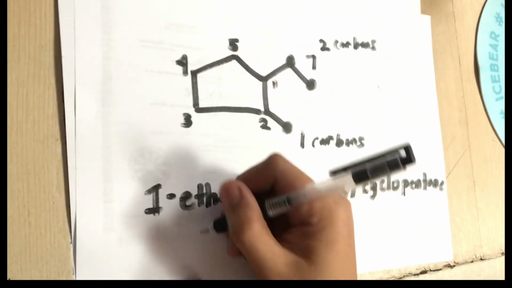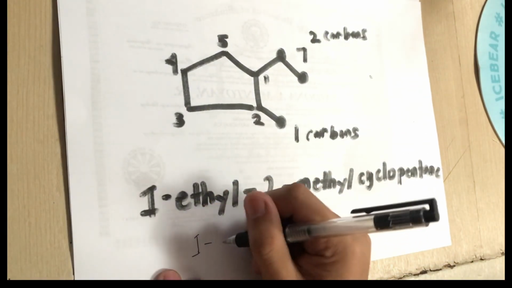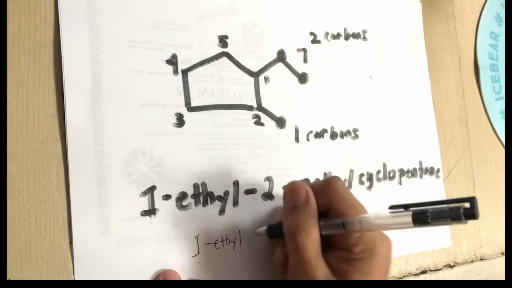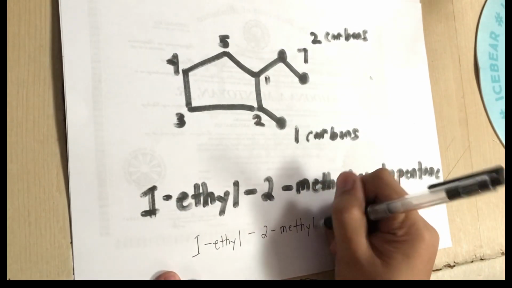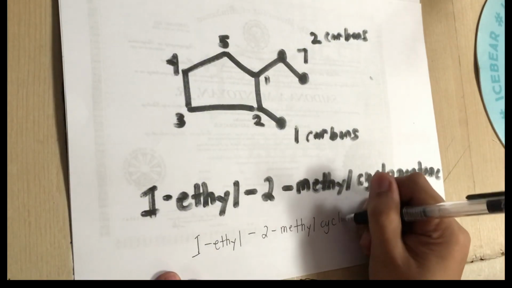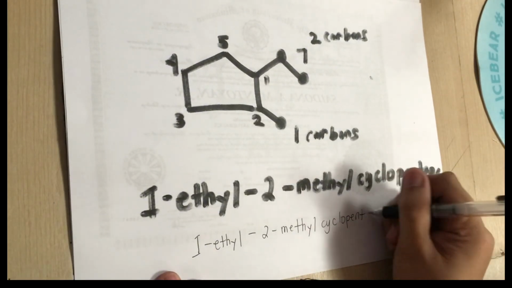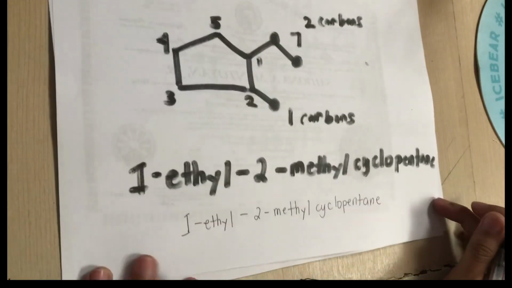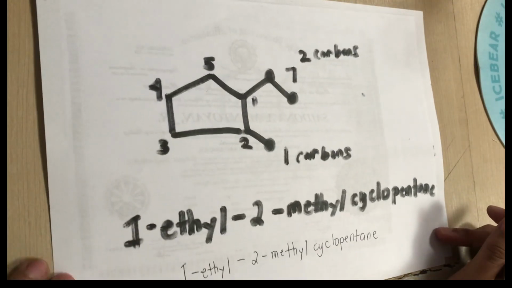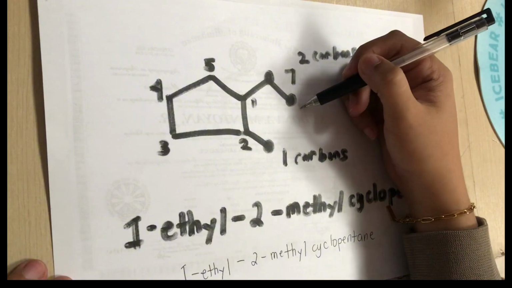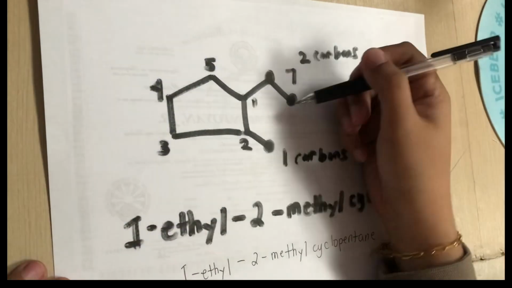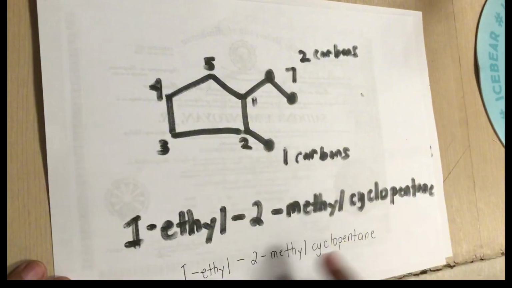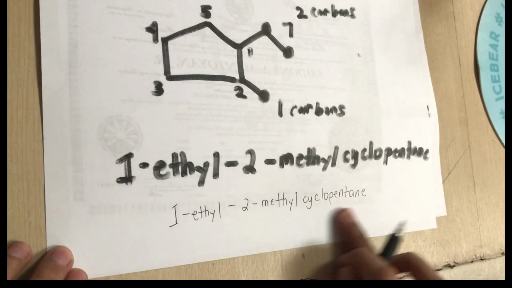Again, it is named as 1-ethyl since the ethyl compound is attached to the first carbon, and 2-methyl since the second attachment, which is a methyl compound, is attached to the second carbon. So, it's 1-ethyl 2-methyl cyclopentane. This is the name for this structure. Remember that the attachments are a 2-carbon ethyl compound and a 1-carbon methyl compound.